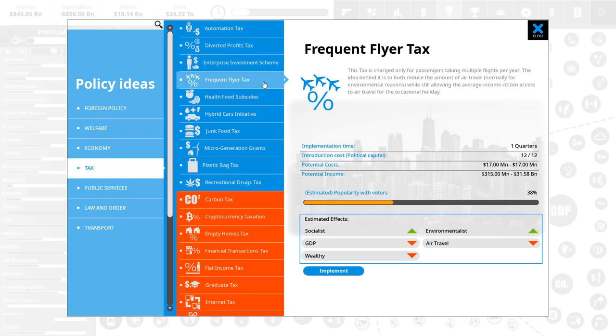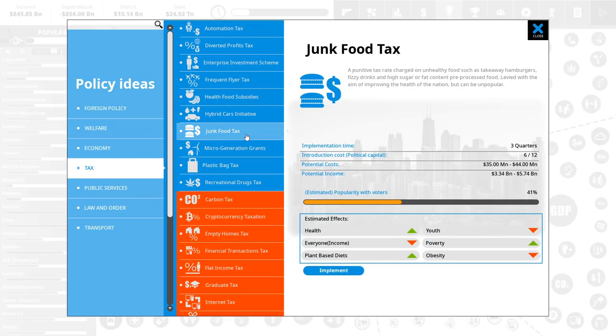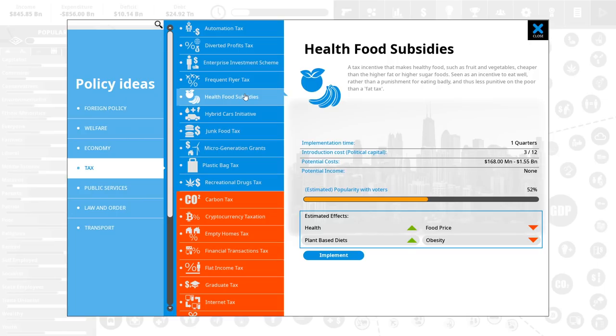It does generate a lot of money though. Does generate a lot of flipping money. How much would the junk food tax bring in? Up to 5 billion if we really flipping knacker it. Okay. I feel better with the healthy food subsidies than just by slapping taxes on everything, to be honest.